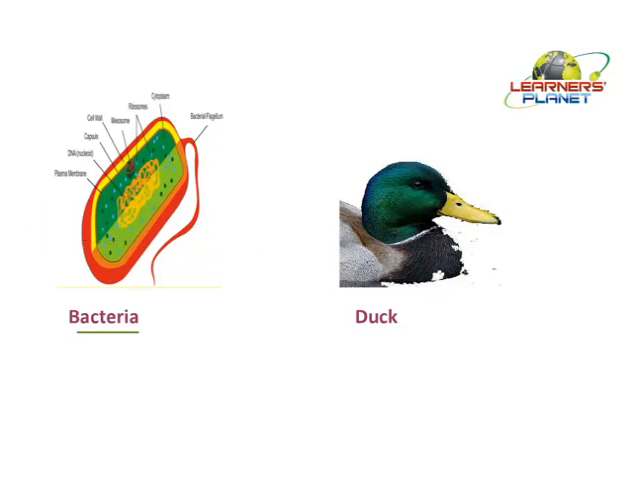On the opposite side, we have shown a diagram of a bird, that is a duck. Now in this duck, you can see there are many different parts, like it is highlighting a beak, the eyes, neck, head, etc. So many parts are there within an organism.